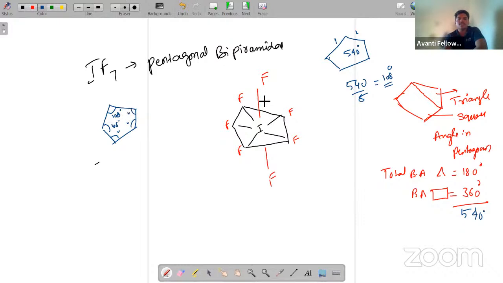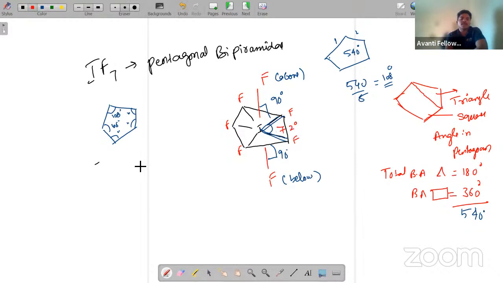Okay. Now this is above the plane and this is below the plane. This is above the plane and this is below the plane. So that's why the bond angle will become what? 90 degrees. Here this is also 90 degrees. But the point here is the bond angle with respect to this. Now you can understand the bond angle with respect to this is how much? The bond angle is 72 degrees.